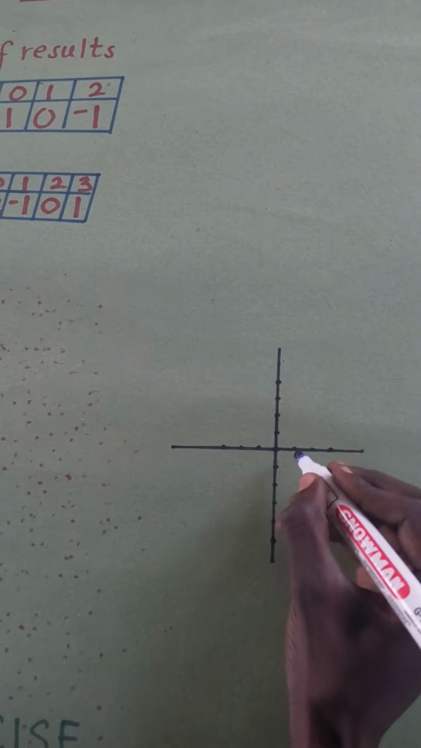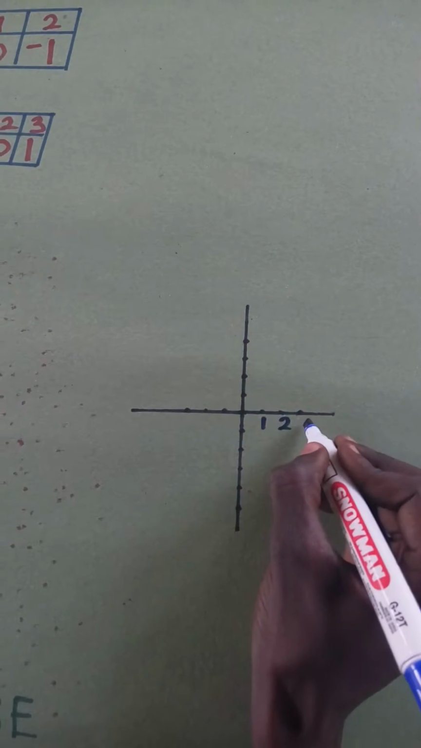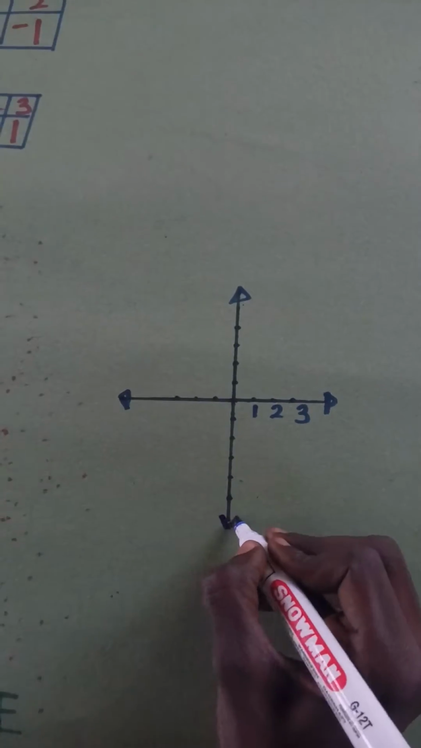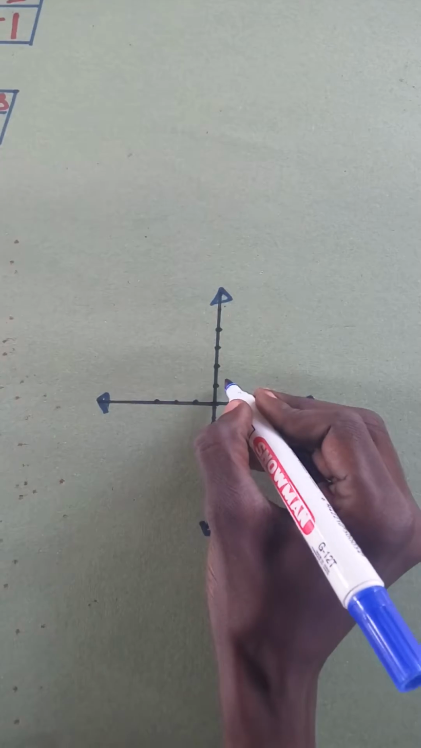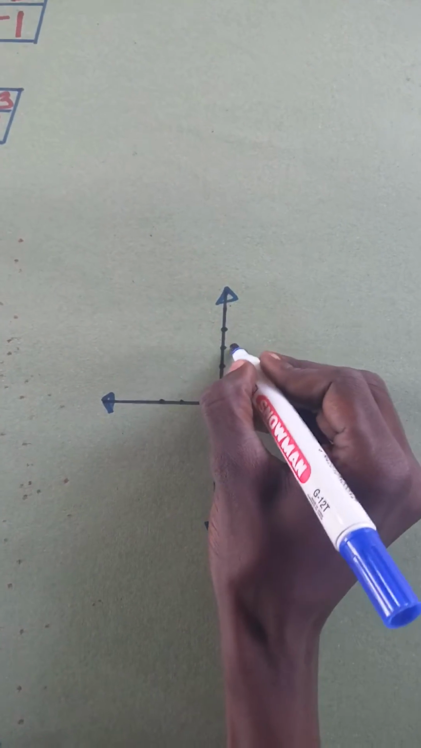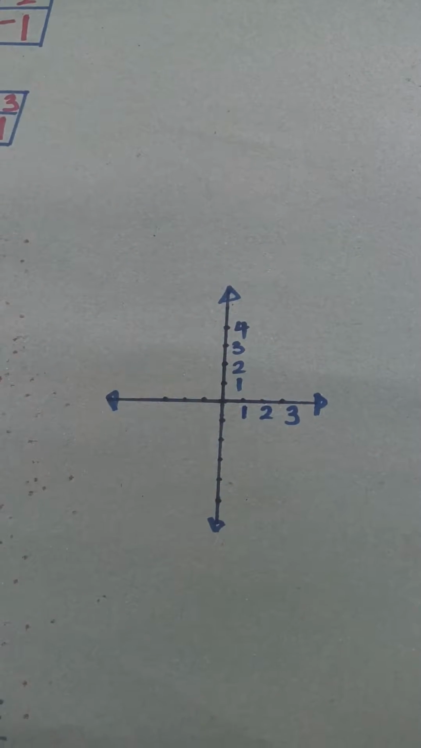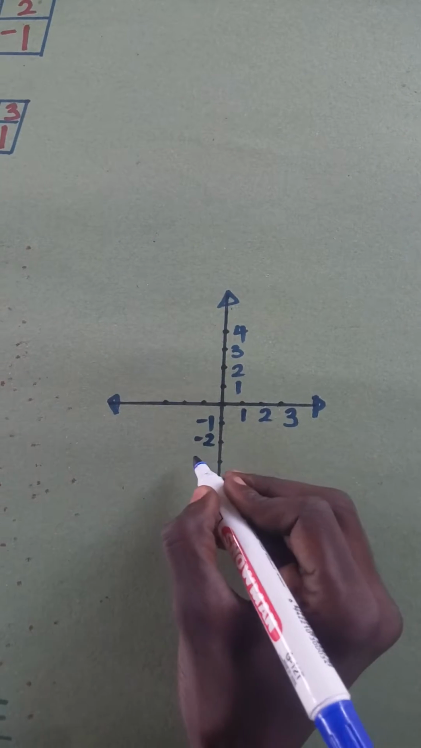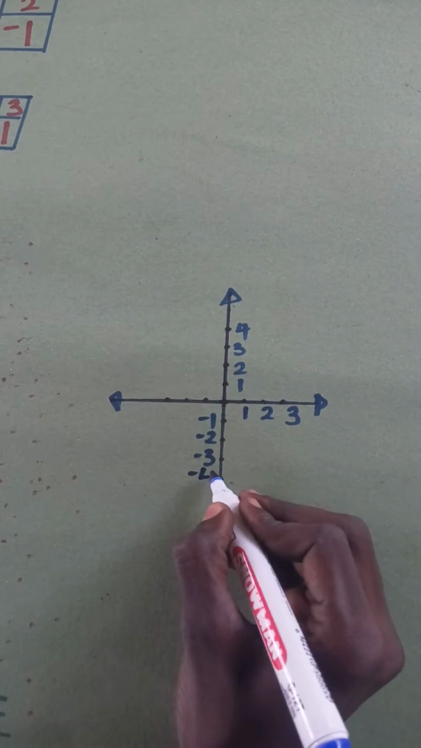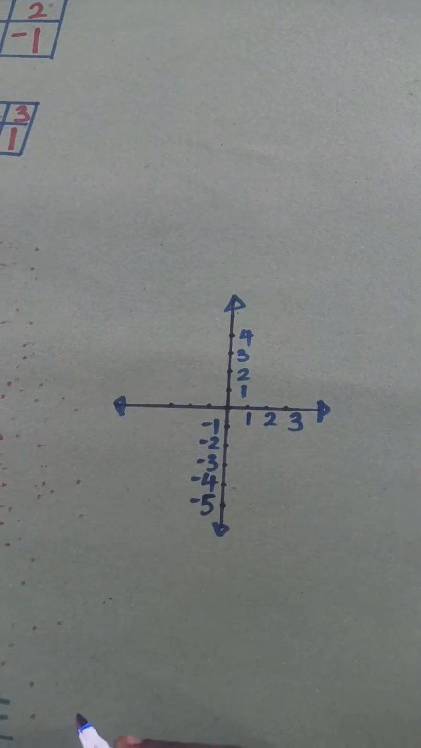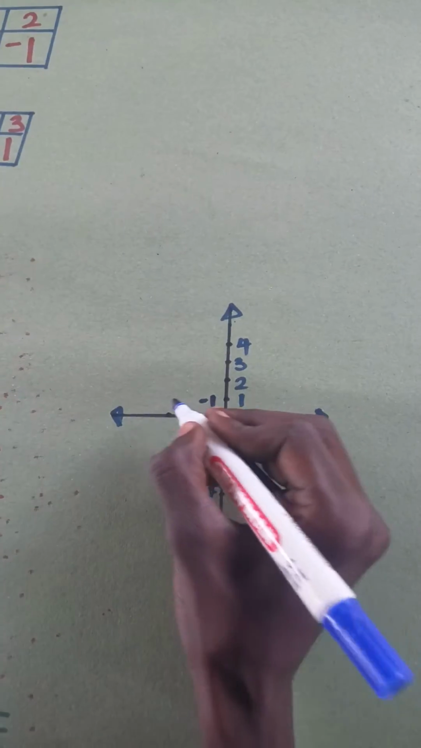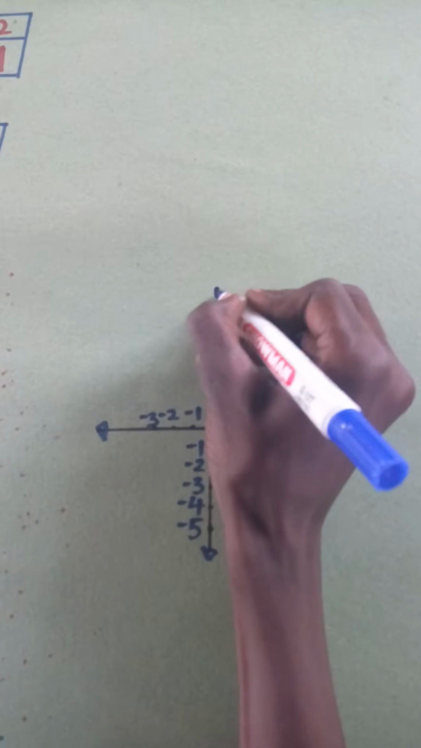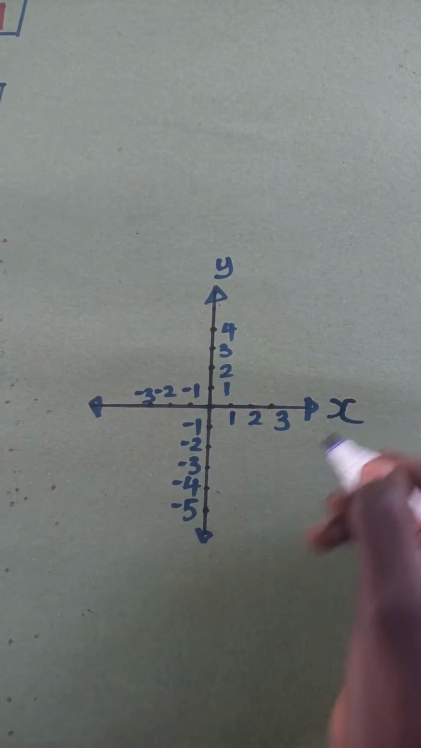Here we have 1, 2, 3. This is the x-axis and this is the y-axis. Here we have 1, 2, 3, 4. Here we have negative 1, negative 2, negative 3, negative 4, negative 5. Here we have negative 1, negative 2, negative 3. This is the y-axis and this is the x-axis.